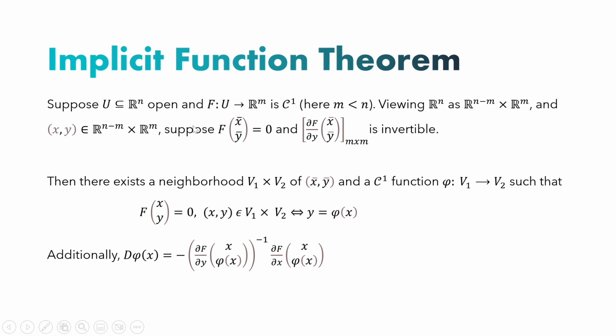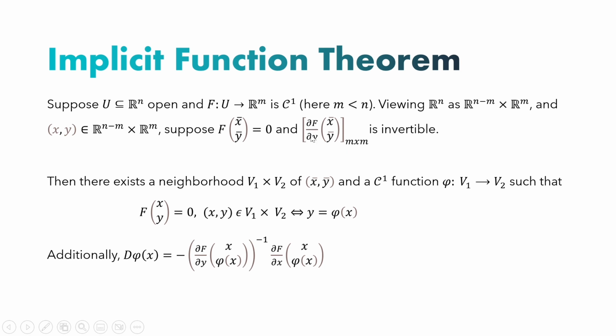So if that's our perspective now, suppose that we have a point x bar y bar, which is a 0 of the function, and the partial derivatives of the function with respect to the y variables evaluated at this point is invertible. Those are the conditions under which we can draw our conclusion. Before we get to the conclusion, let's just address this notation for a moment.